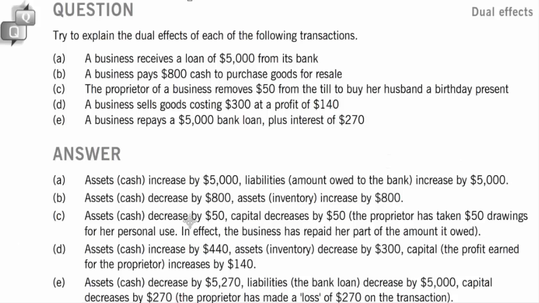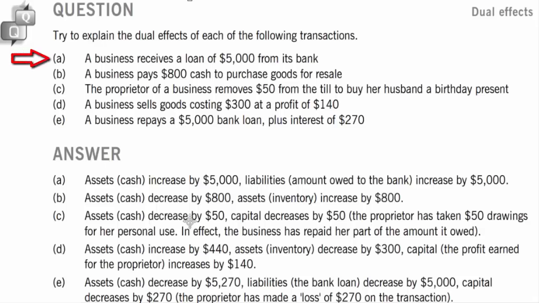Let's go through each part of this question together. The goal is to understand the dual effect of each transaction, meaning how each transaction affects at least two accounts. This idea is central to double entry accounting, where every action in a business has an equal and opposite reaction that keeps the accounting equation in balance. Each transaction here affects the business's assets, liabilities, or capital. Let's examine each scenario in a friendly, step-by-step way so it's clear for beginners.